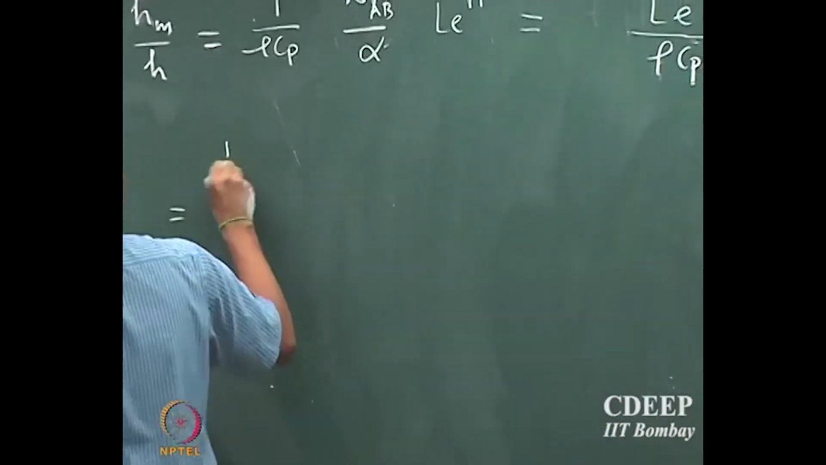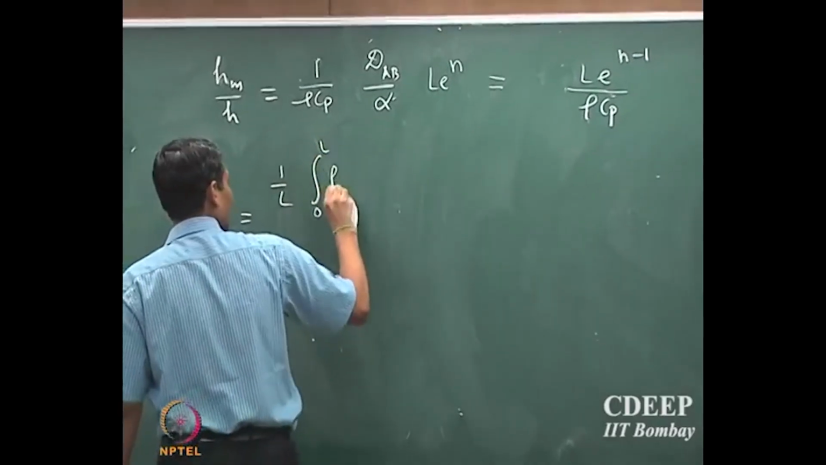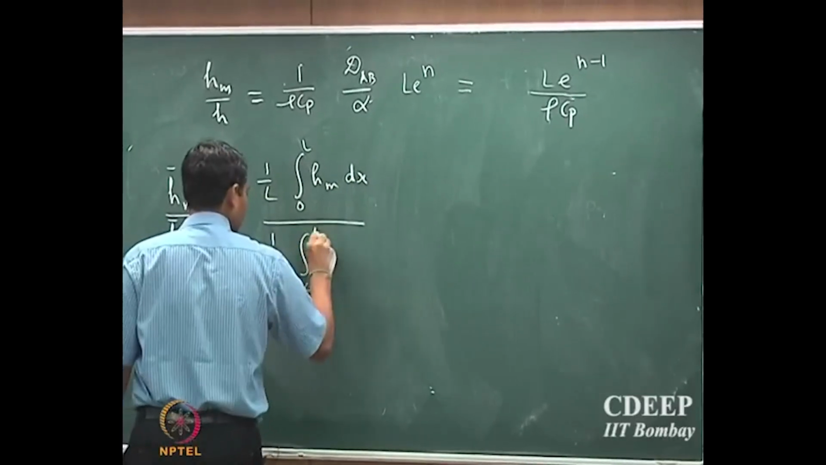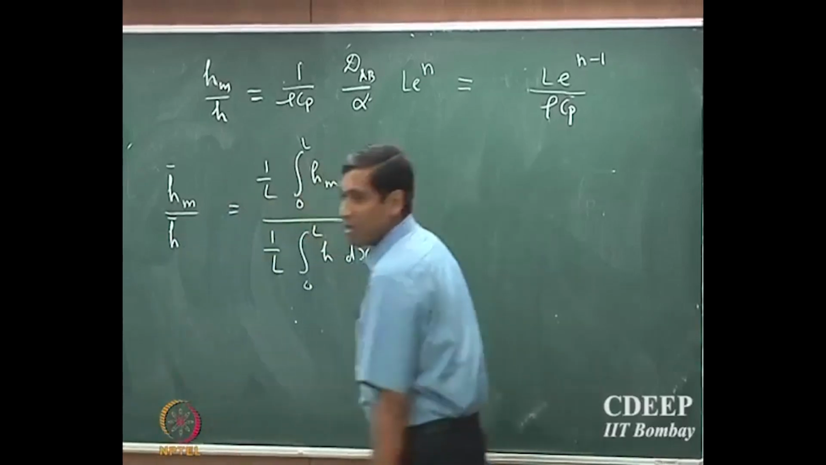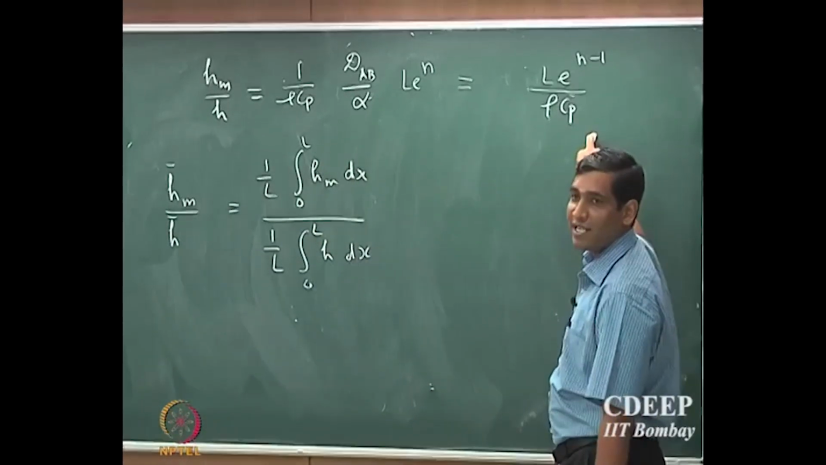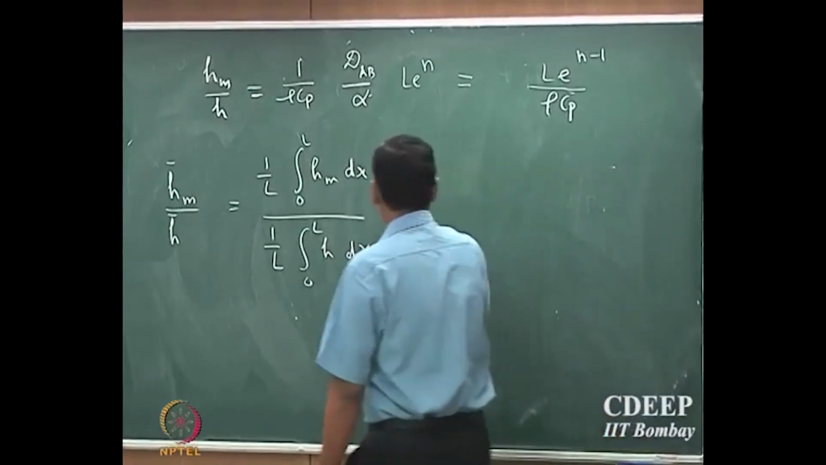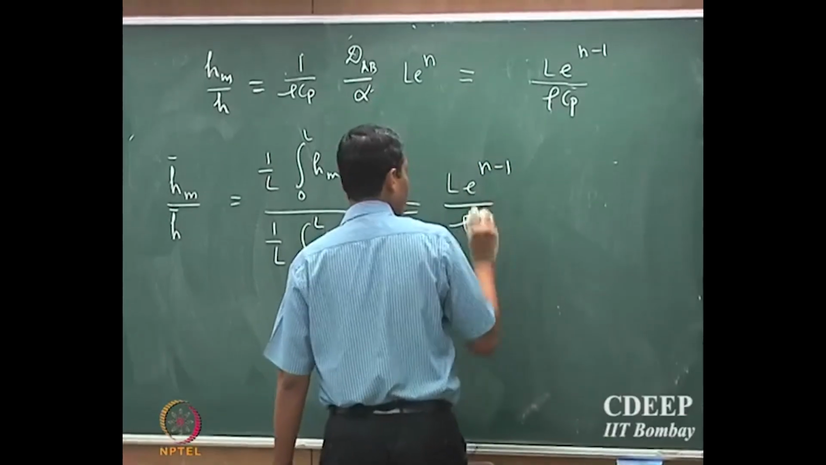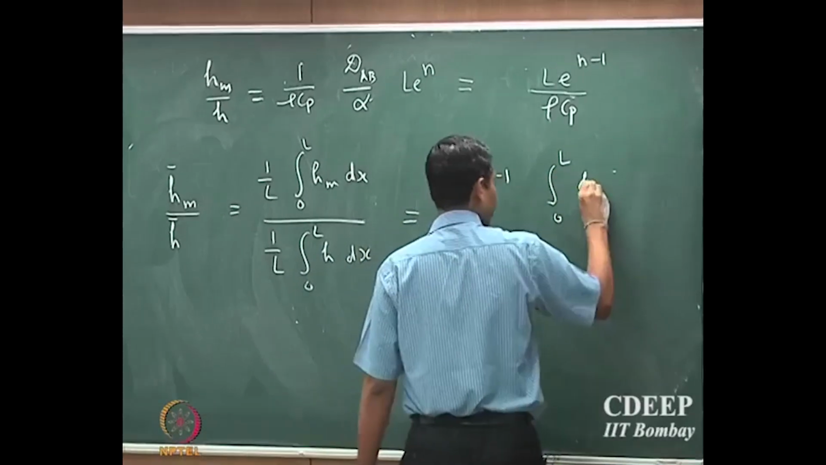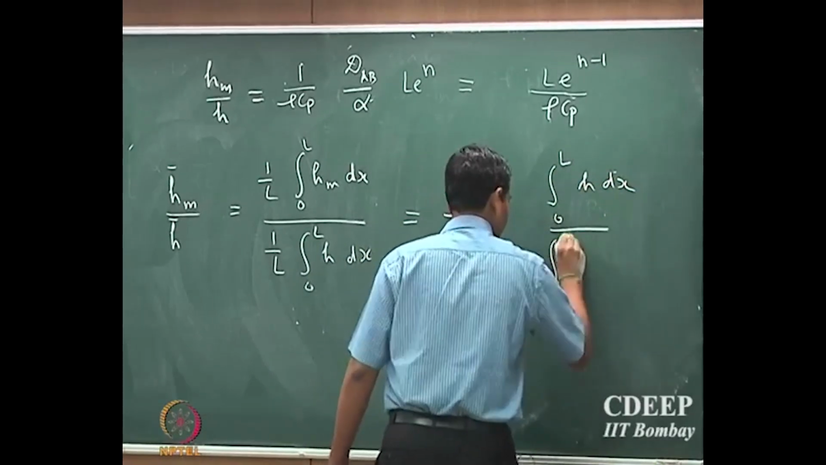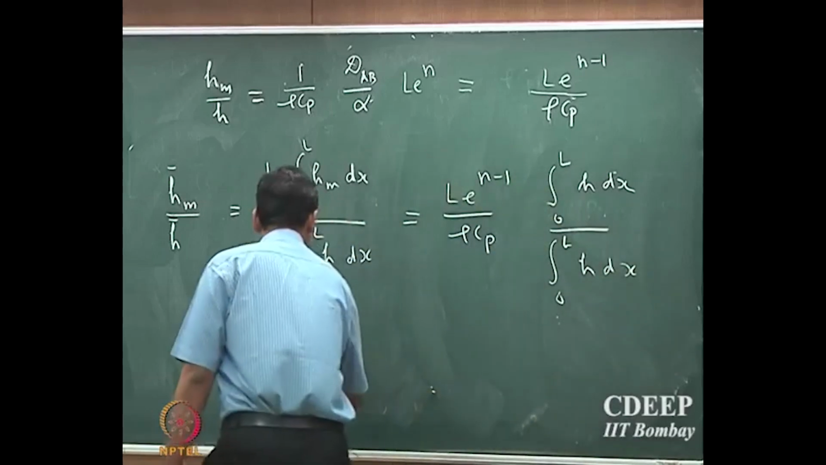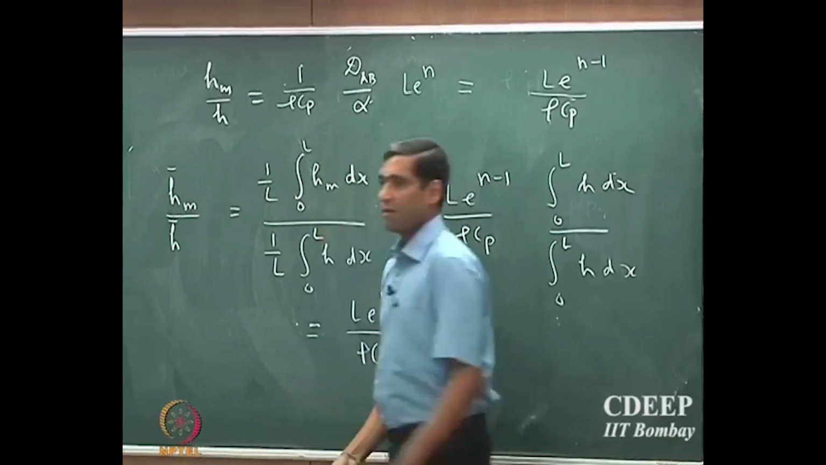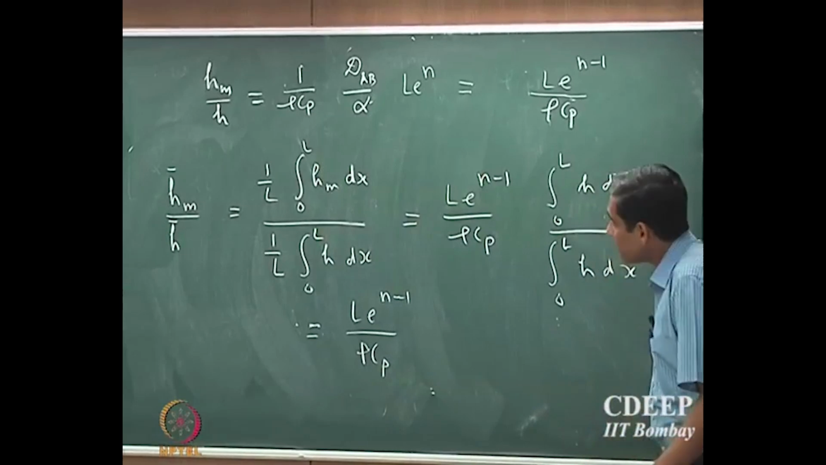(1/L) integral 0 to L of Hm dx divided by (1/L) integral of H dx. Okay, so now we can use this expression for the local heat and mass transport coefficient, and so we can rewrite this as Lewis number to the power of n minus 1 by rho Cp into integral 0 to L of H dx, and so that will be by rho Cp, right.